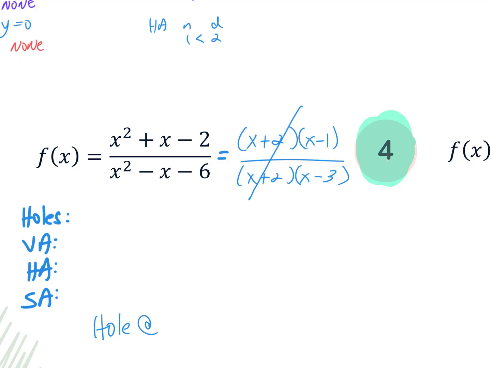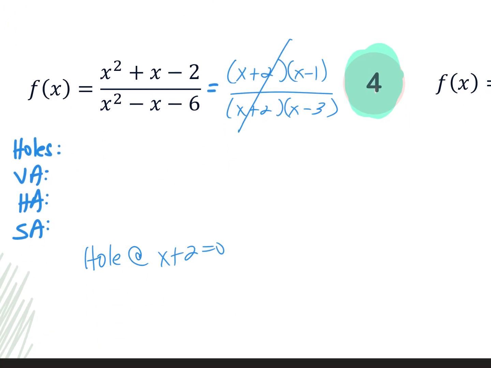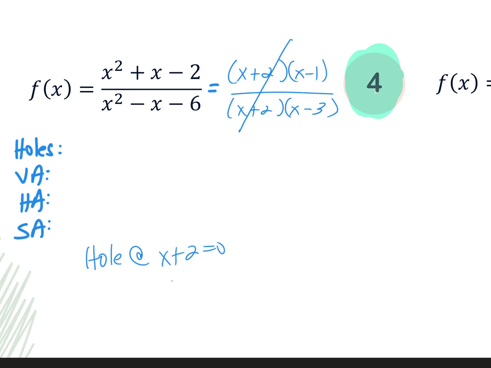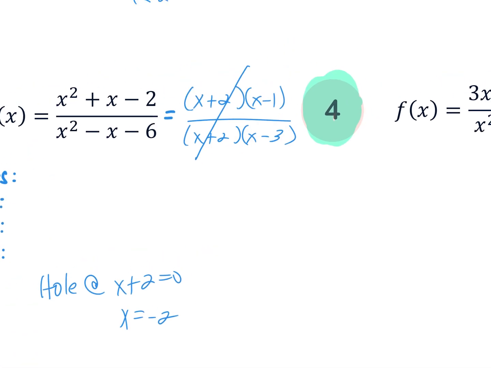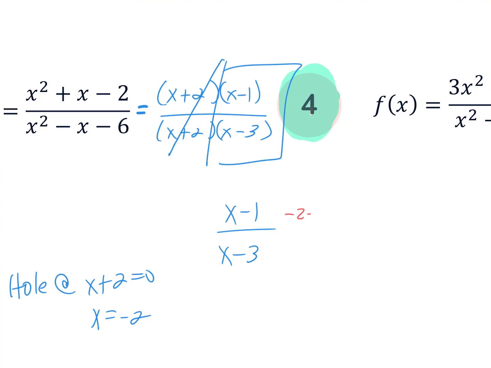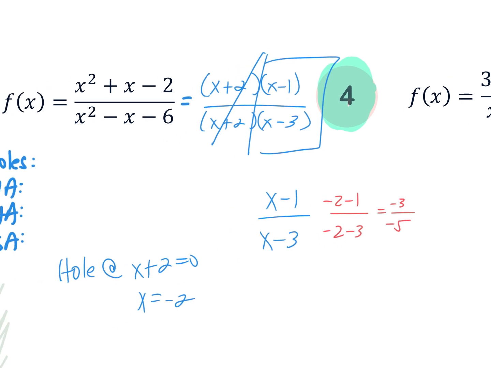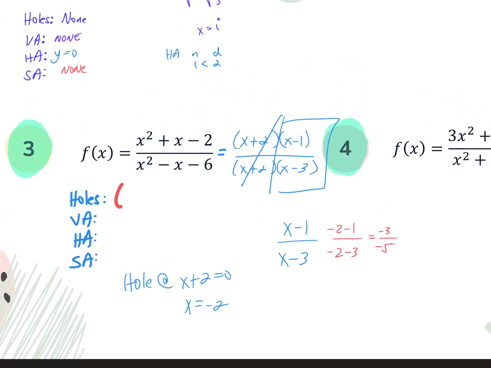I have a hole at x plus 2 equals 0. So x equals what? Negative 2. All right, how do I find the y? Well, I take my simplified rational, x minus 1 over x minus 3. I'm going to plug in negative 2. So I have negative 2 minus 1 over negative 2 minus 3. What's negative 2 minus 1? Negative 3. What's negative 2 minus 3? Negative 5. So where does my hole occur, guys? At negative 2 comma 3 over 5.